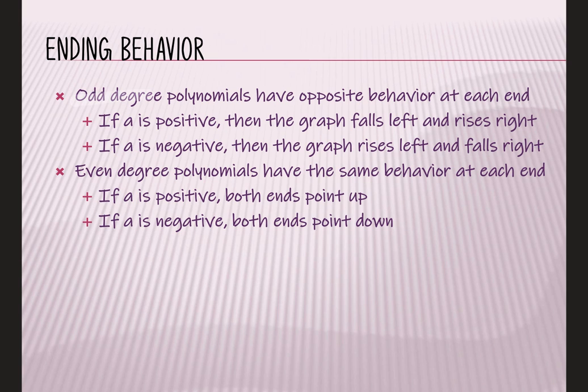If it is an odd degree polynomial, which means the highest exponent, because that's what the degree is, is odd, then it has opposite behavior at the ends. One arrow is pointing up and one arrow is pointing down. If it's odd and a, the leading coefficient, is positive, then the graph falls left and rises right. So my arrows point down on the left and up on the right, just like a cubic function would do.